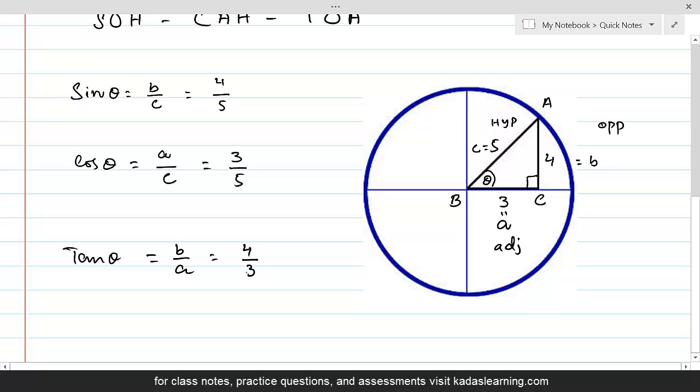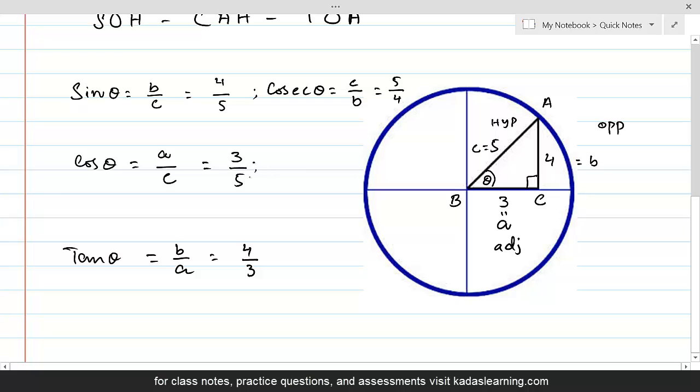There are reciprocal trigonometric ratios which are called cosecant theta, secant theta, and cotangent theta, but they are only reciprocals of sine, cos, and tan. So the reciprocal of sine would be denoted by cosecant theta, which is equal to C over B, and it is equal to 5 over 4.